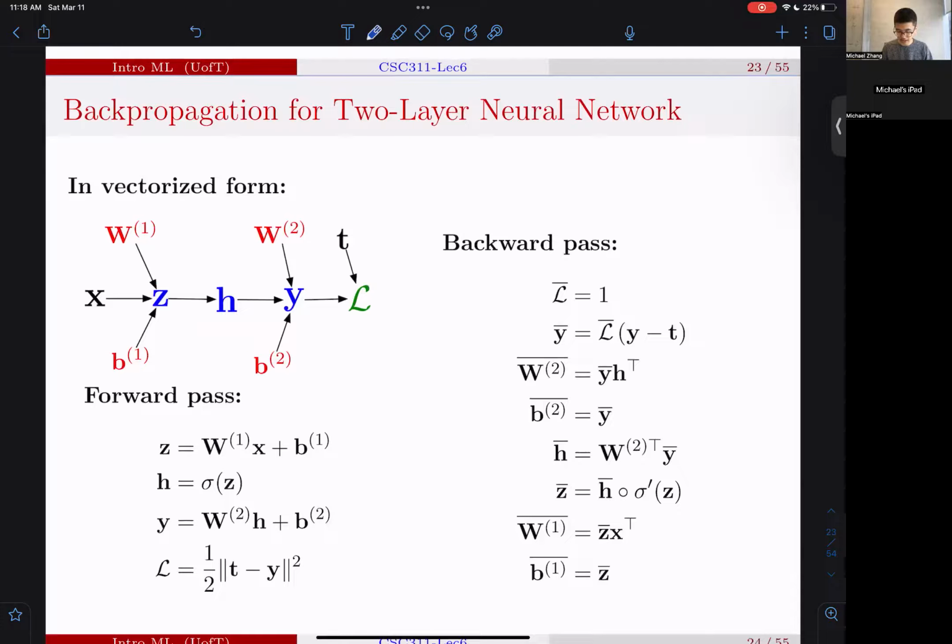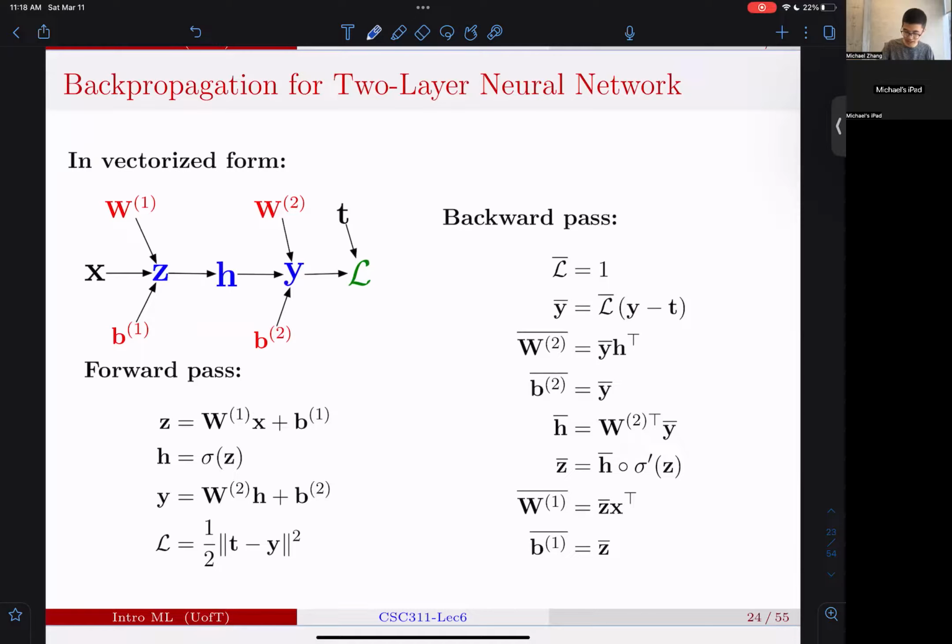I guess the key thing to note for implementation purposes is the shapes match. So what I mean by that is if you were to look at W superscript 2, the dimensions of W superscript 2 bar should be the same as the dimensions of W superscript 2. So if you're implementing it and your shapes match 90% of the time or more, it's probably right, but you should also check that each of the gradients actually match.